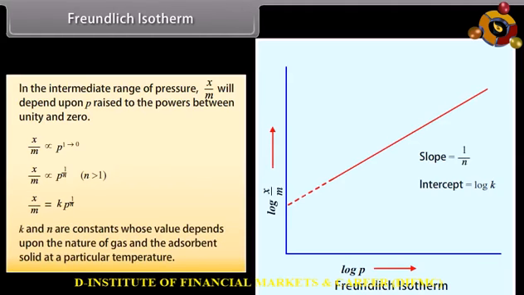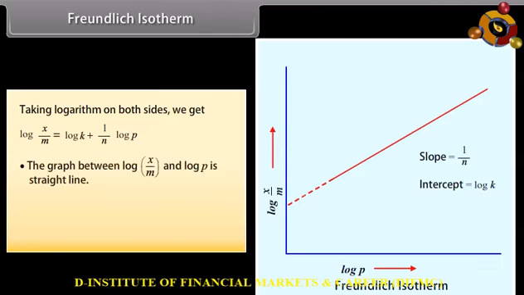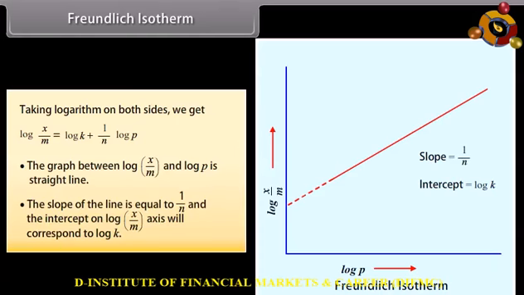k and n are constants, whose value depends upon the nature of the gas and the adsorbent solid at a particular temperature. Taking logarithm on both sides, we get log(x/m) = log k + (1/n) log P. The graph between log(x/m) and log P is a straight line. The slope of the line is equal to 1/n, and the intercept on the log(x/m) axis will correspond to log k.